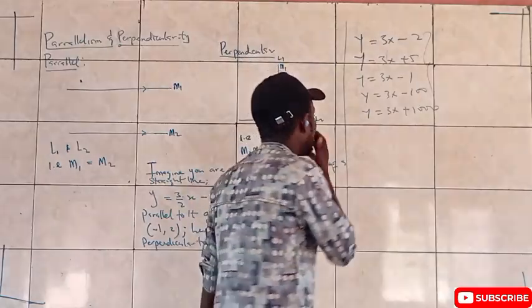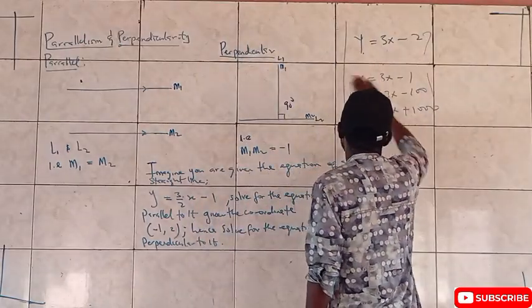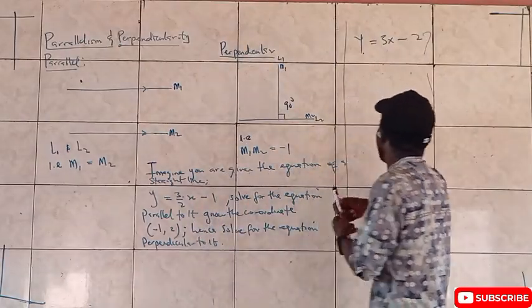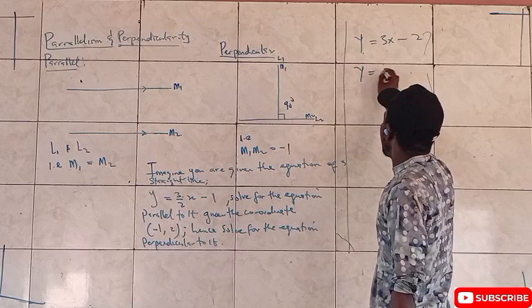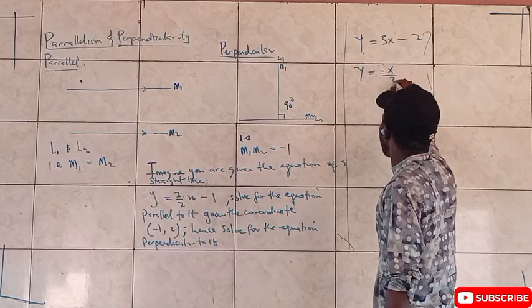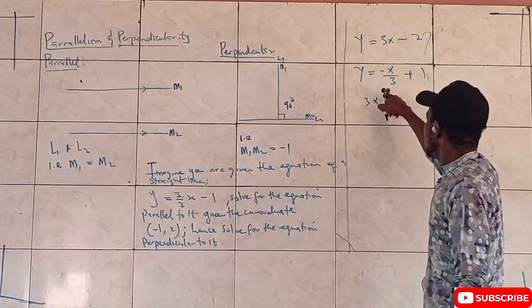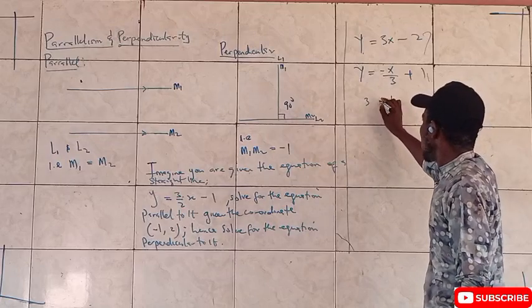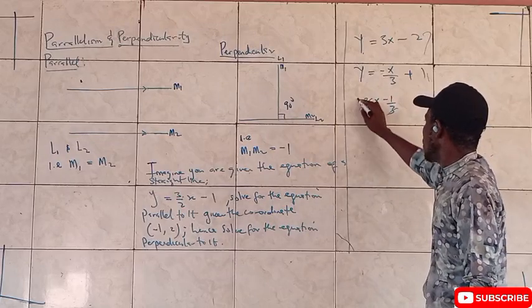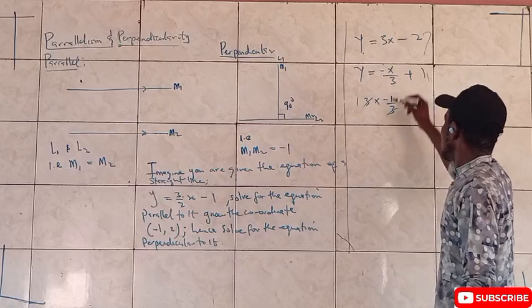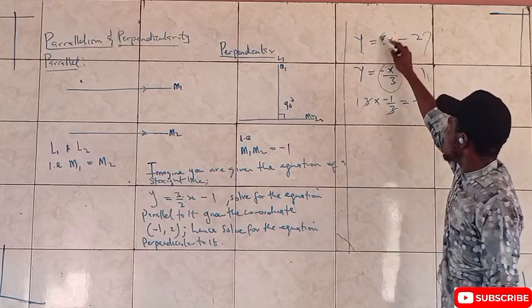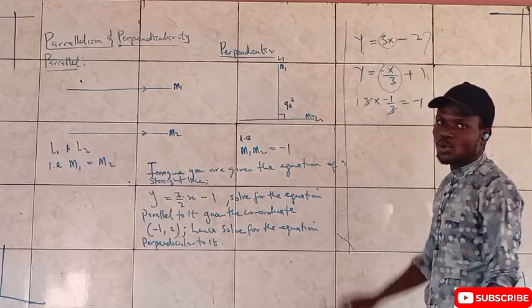But what if you are asked to write an equation that is perpendicular to this? Then I will simply say y equals minus x over 3 plus 1. Why? The slope here is 3. The slope here is minus 1 over 3. I'm multiplying them now: 3 times minus 1 over 3, 3 over 3 is 1, 1 times minus 1 is minus 1. Since the product of their slopes is minus 1, they are perpendicular.